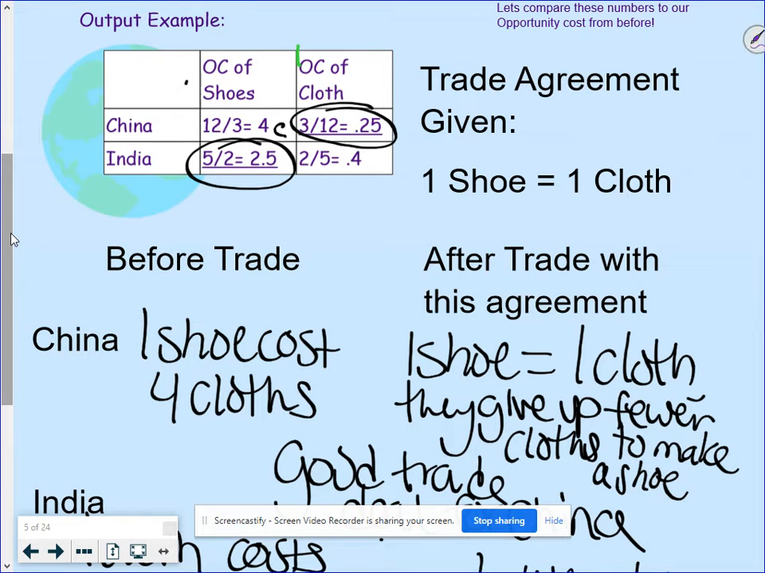Okay, let's do a quick little practice. This is no longer the trade deal. Now I'm going to make something up. I have no idea if this is going to work or not. I'm going to test you a little bit to make a fair trade deal. One shoe equals 3/4 of a cloth. If one shoe equals 3/4 of a cloth, what does one whole cloth cost?